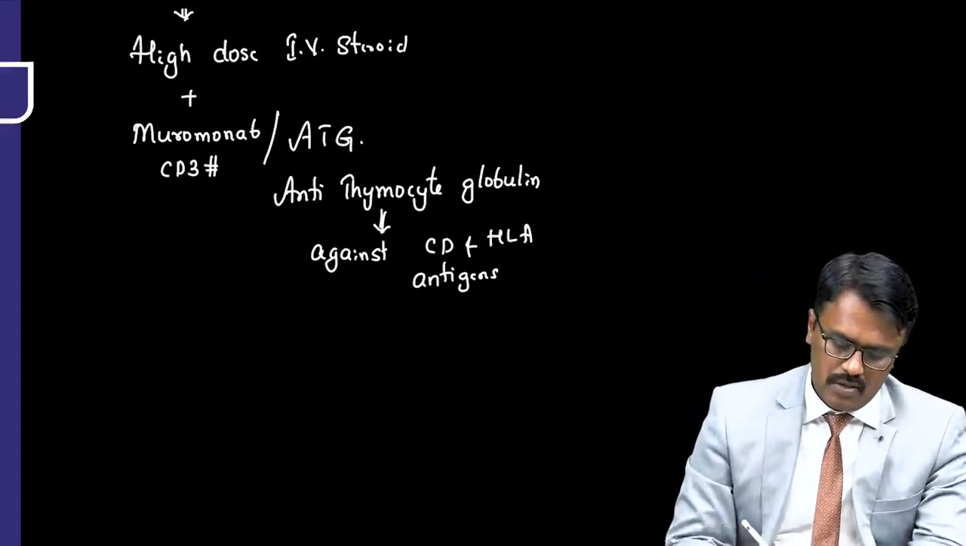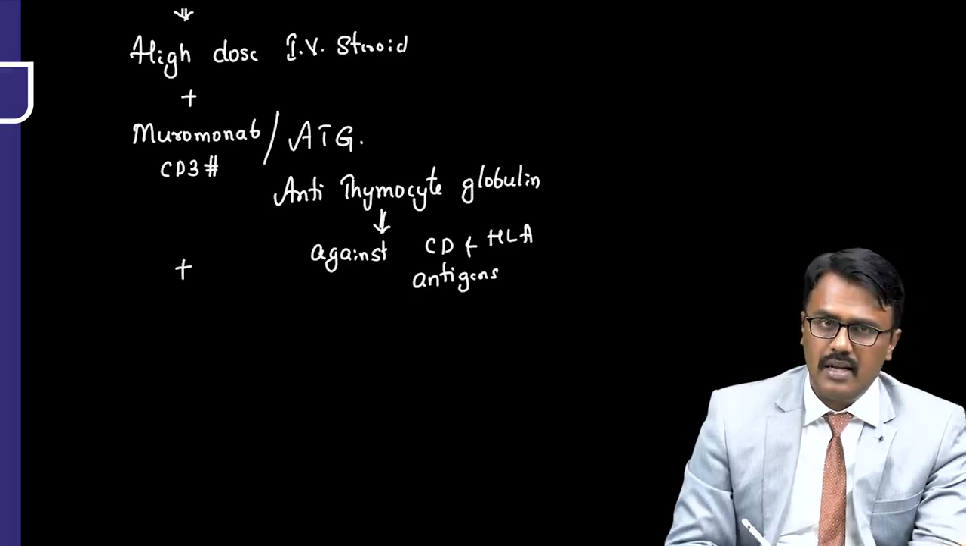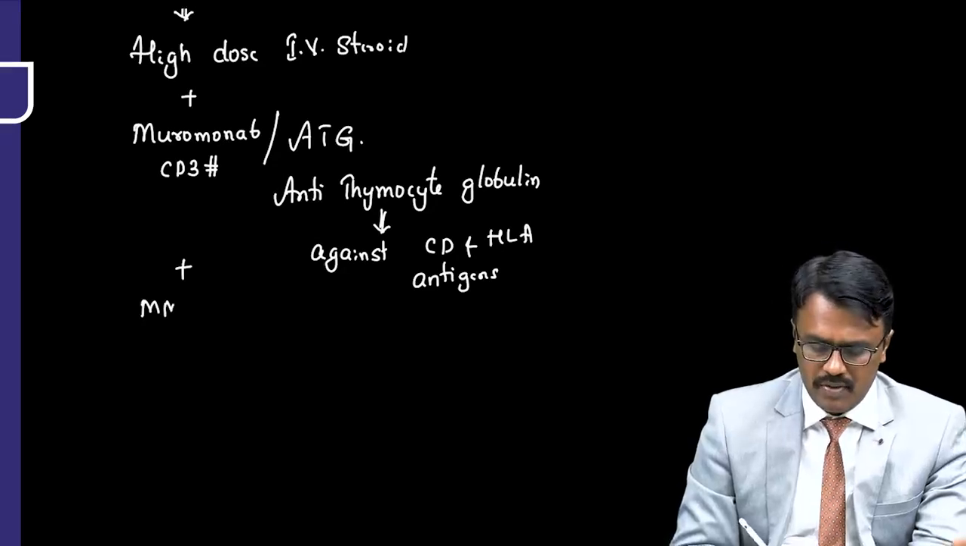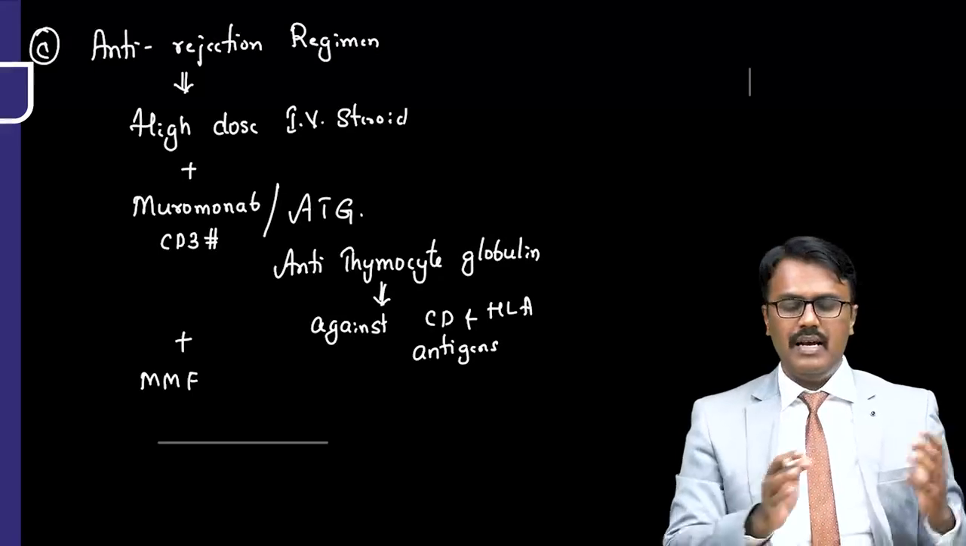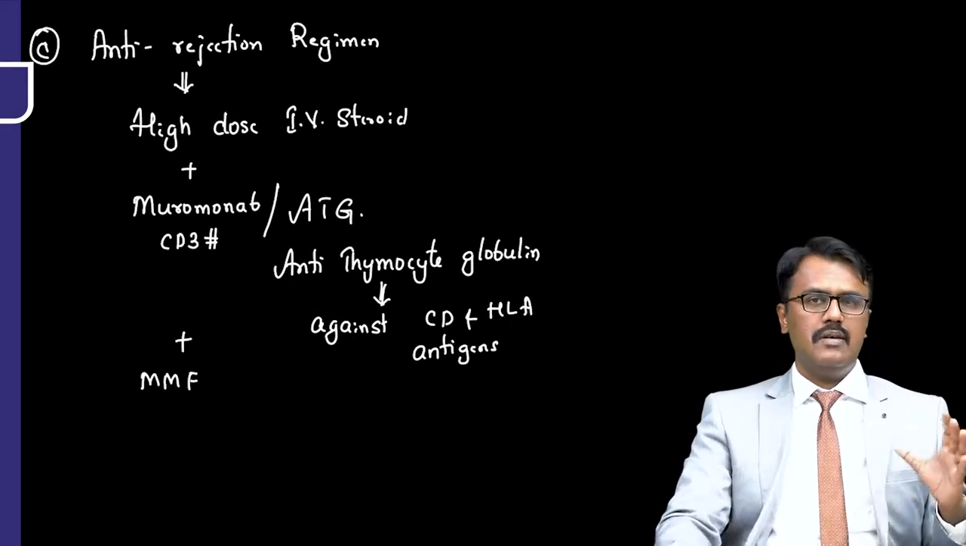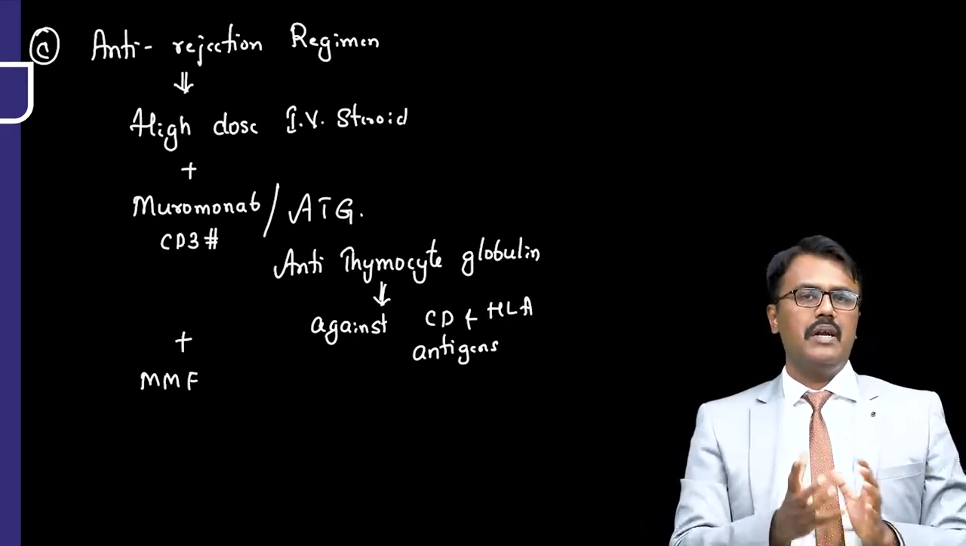If it is not controlled, you can also add other drugs like tacrolimus, cyclosporin, or mycophenolate mofetil. These can be added if there is an acute rejection. That is called the anti-rejection regimen. This is what doctors usually do when they are transplanting.